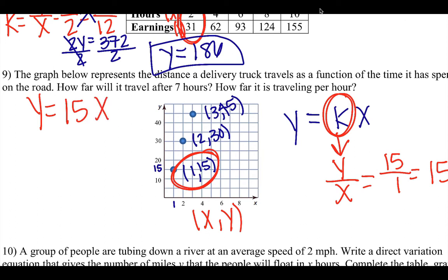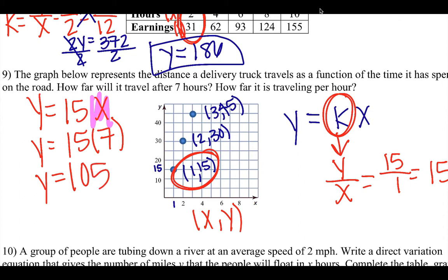And it wants to know how far it will travel in 7 hours. So I need to plug in a 7 for my x. So y equals 15 times 7. Again, plug it into Desmos, and you get 105.